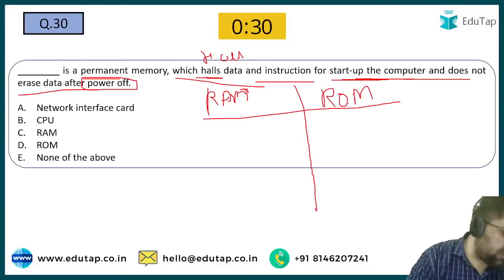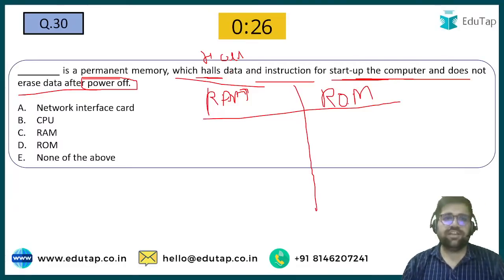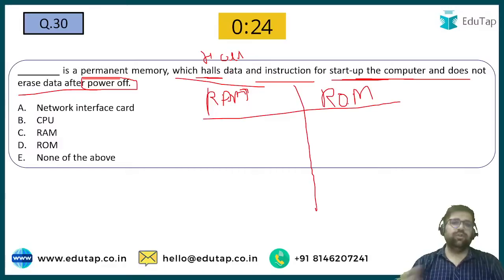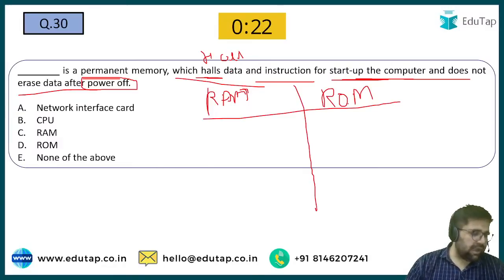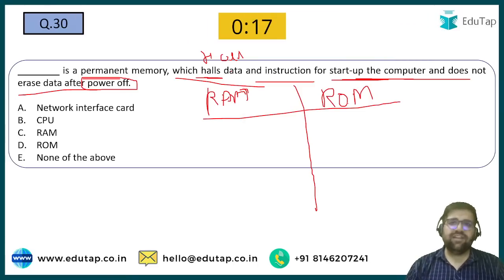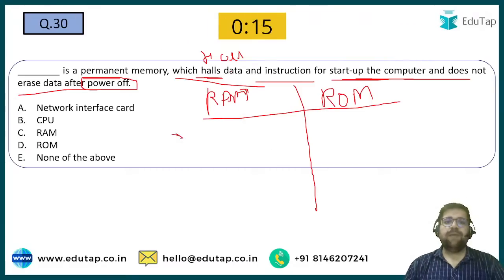Okay, question number 30. Till now we have not even finished one third of the session, but we will increase the speed slowly. I am not in a hurry and I hope you also are not in a hurry. Yes, the answer of this question will be option number D. But right now, let's have a discussion of RAM and ROM. What is RAM? Random access memory. What is ROM? Read-only memory.